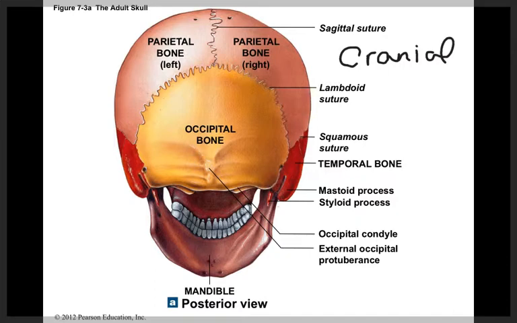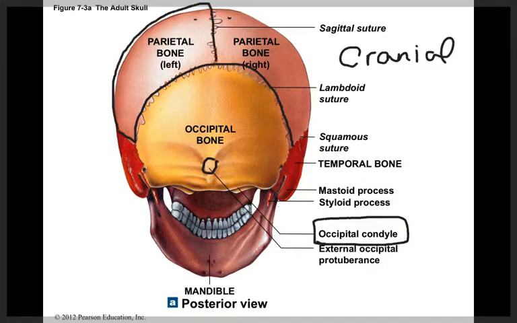This is a posterior view of the cranium, and one bone that we see is the occipital bone. It sits on the back of the head. There's a protrusion off the occipital bone called the occipital condyle, and this is the bump that you feel on the back of your head. On the top of your head we have a pair of bones, the parietal bones. There's one on the left and there's one on the right.